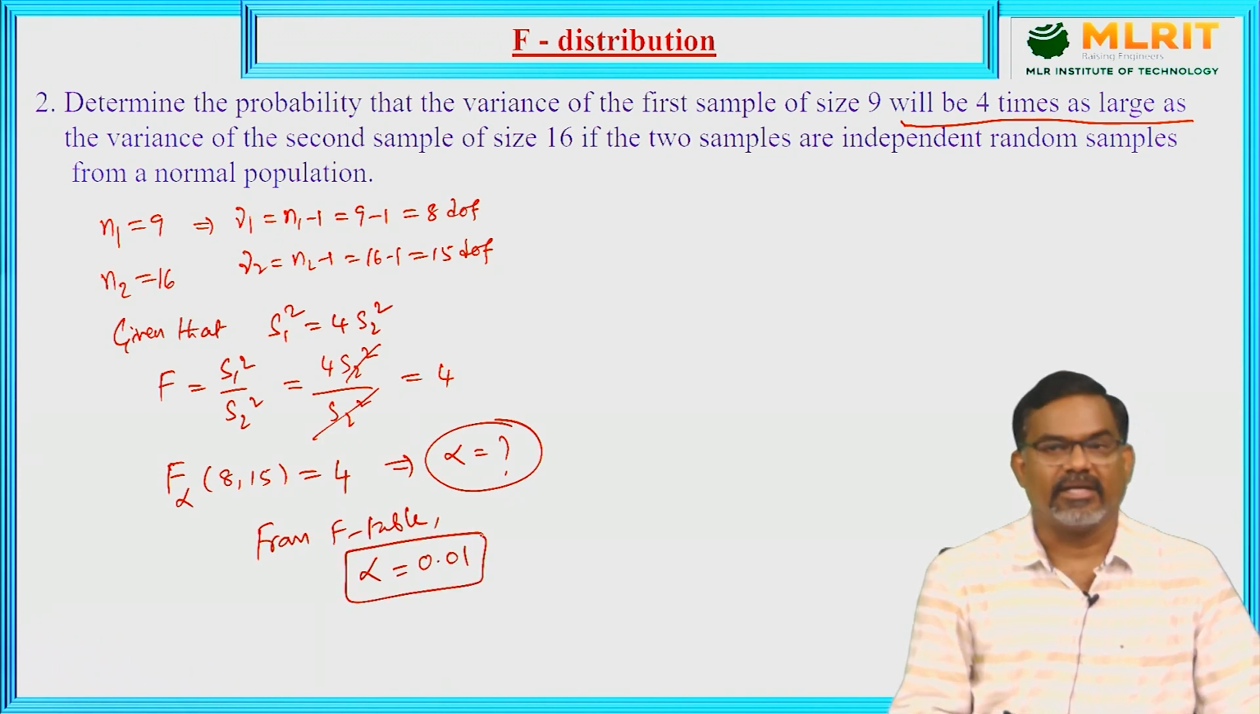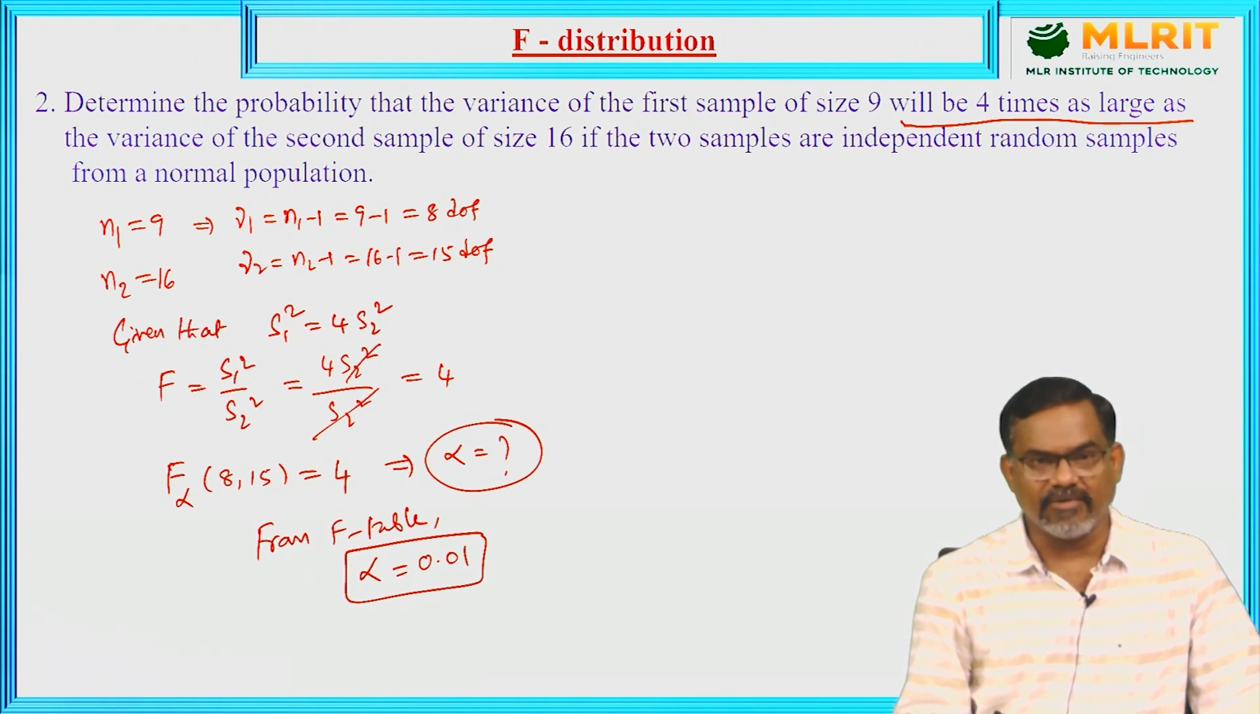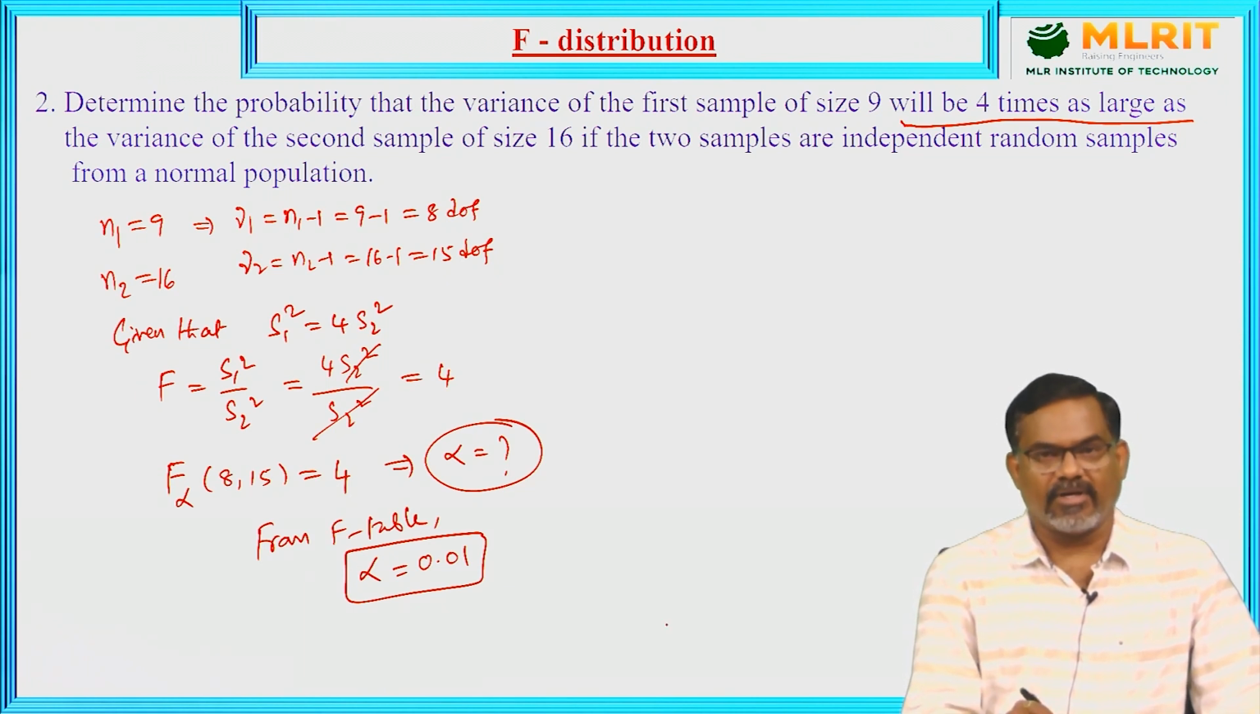So like this, we can find the value of F if the alpha value is given, or else the value of alpha if F is given, using the F distribution table.